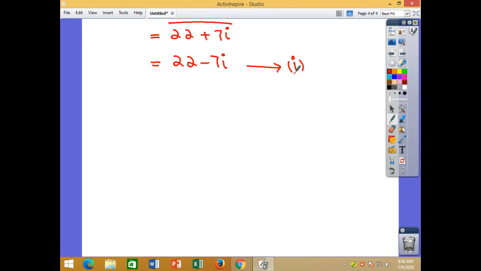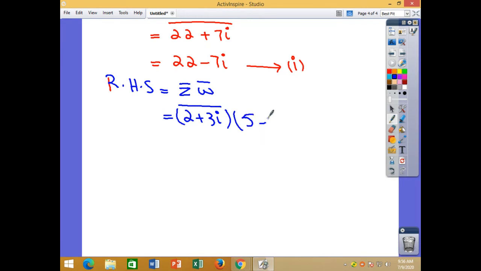Now we write its right hand side. What is its right hand side? Its right hand side is Z conjugate W conjugate. What is the value of Z? The value of Z is 2 plus 3 iota conjugate. And what is the value of W? The value of W is 5 minus 4 iota conjugate. Now first of all, take the conjugate and then multiply, because the conjugates are separately on the term Z and on the term W. We get 2 minus 3 iota.